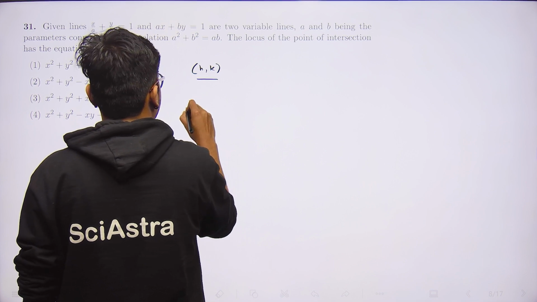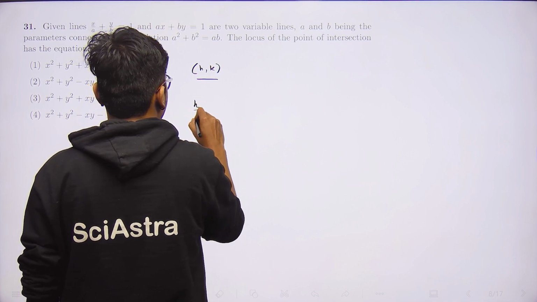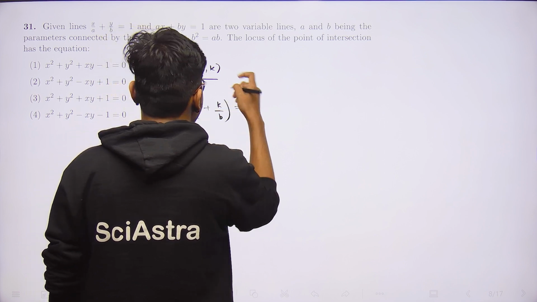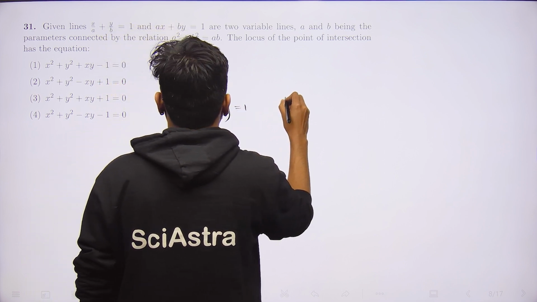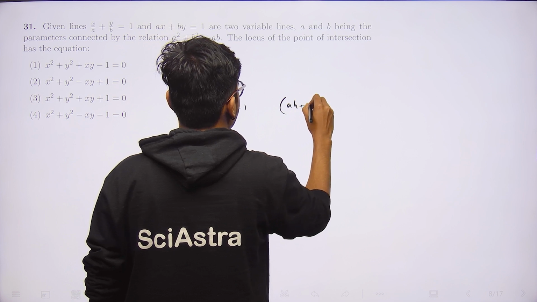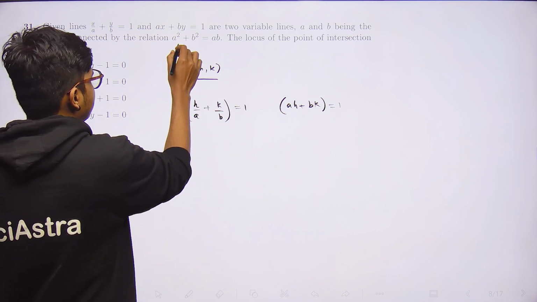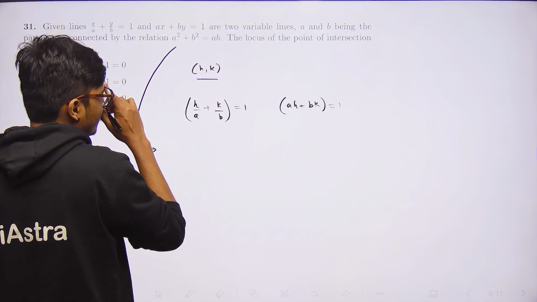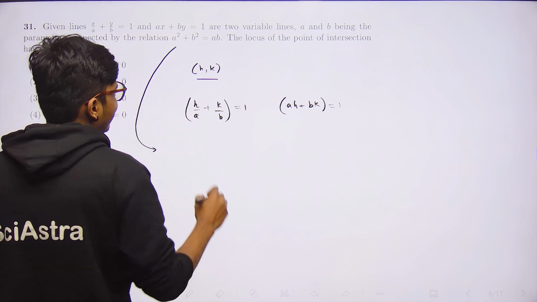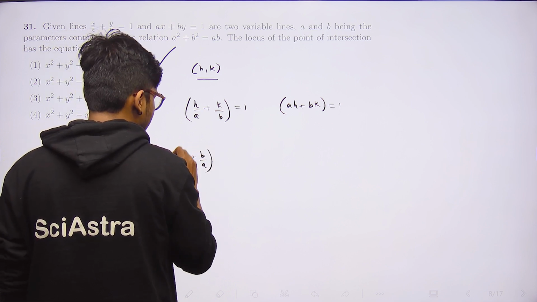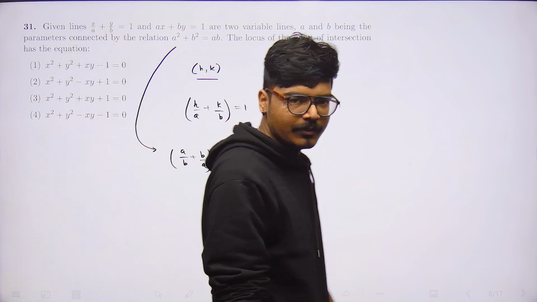First of all, हमें मिलेगा कि h by a plus k by b should be equal to 1. And similarly, second equation में अगर plug करेंगे तो we'll get that ah plus bk is equal to 1, right? अब अगर पैरामीटर्स को देखें, this equation can be rewritten as, अगर मैं दोनों साइड्स को डिवाइड कर दूं by ab, what will I get? I'll get a by b plus b by a equal to 1, right? So this is basically the equation that connects the two parameters, right?